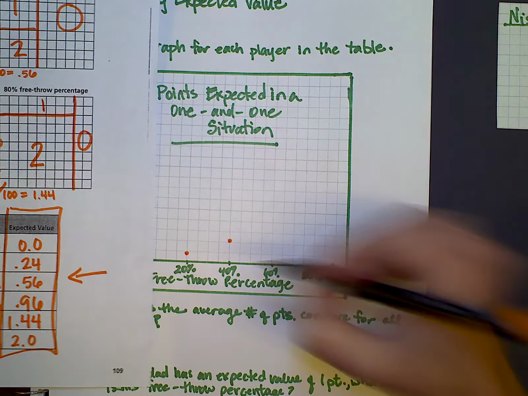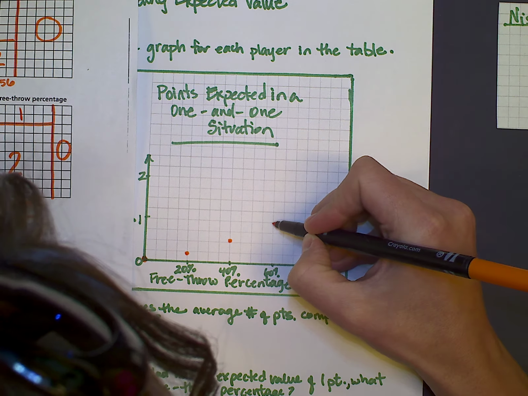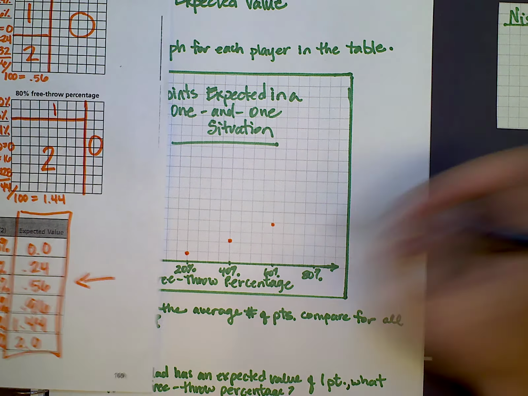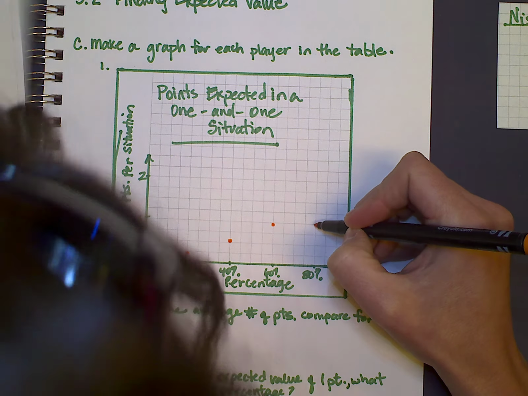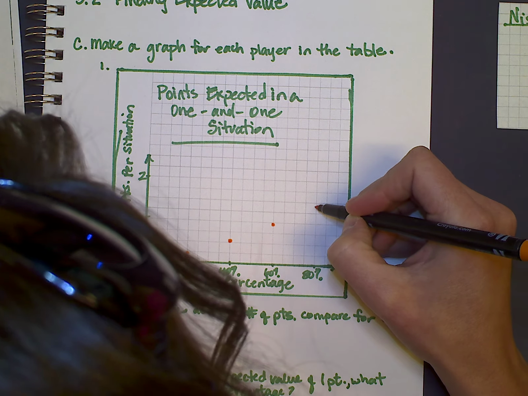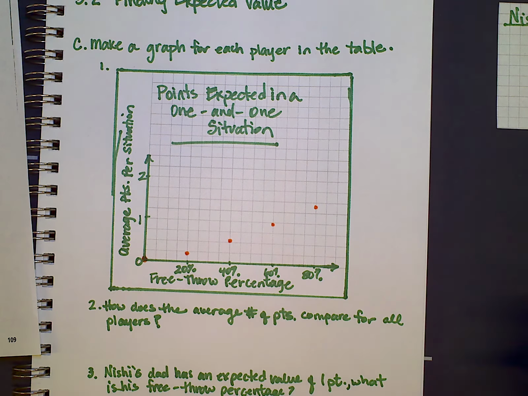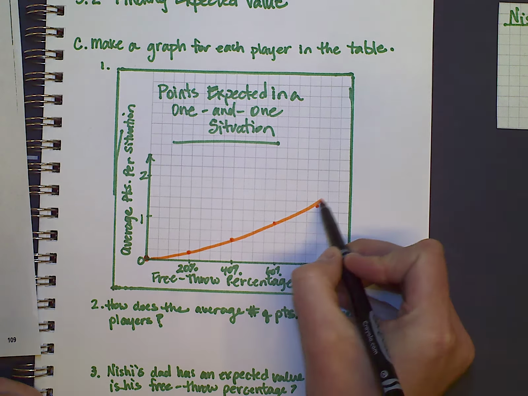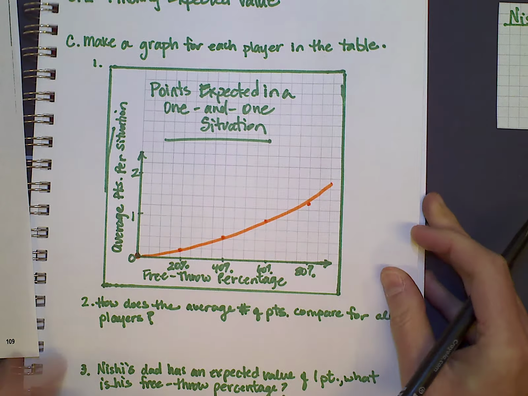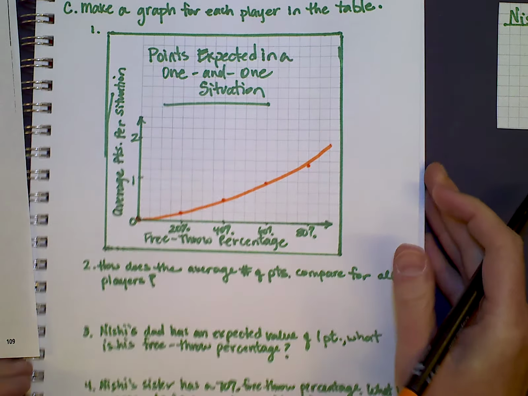My 60% shooter, just under 1, about right here. And the 80% shooter is about 1.44. So let's see, that's 1, about right there. All right, and so that's what you have. And if you'd like to connect that, you get this sort of trend in your line. All right, so let's go to number 2.